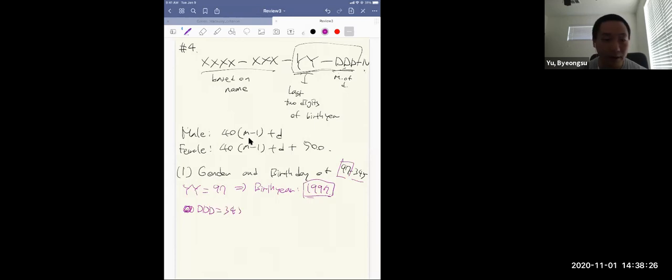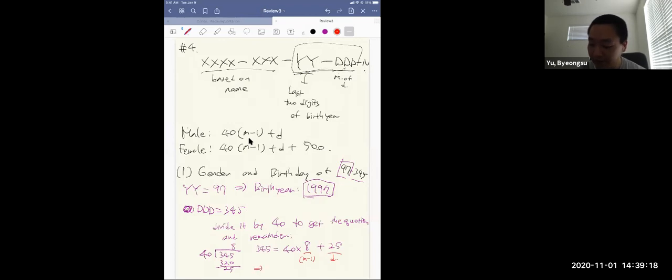In the case of 97345, DDD is 345, and what you can do is divide it by 40 to get the quotient and remainder. 4 times 8 is 32, so 345 is equal to 40 times 8 plus 25. Here 8 is m minus 1 and 25 is the birth day. So from this, you know that the birth month is 9 and the day is 25.